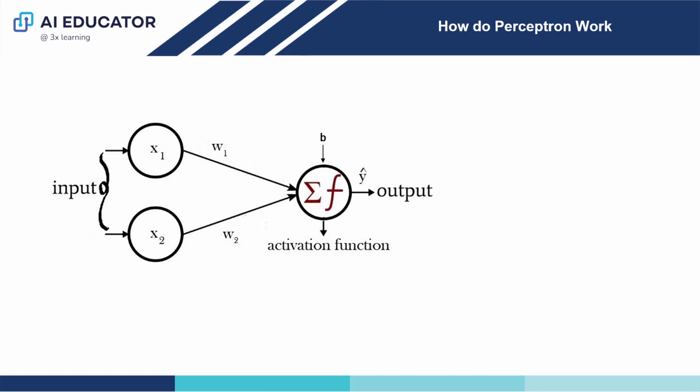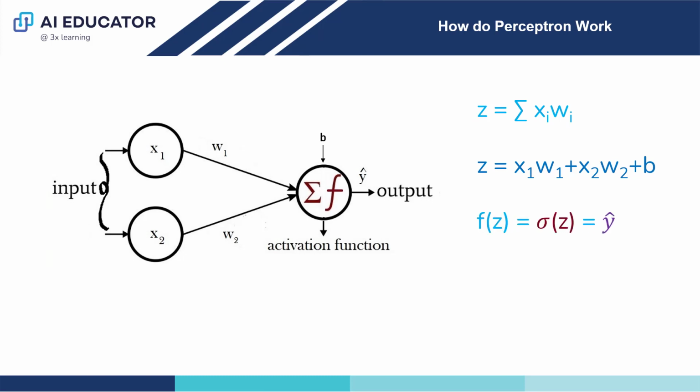Now, the activation function will give us an output. In mathematical terms, let us consider x1 and x2 as our inputs, w1 and w2 as our weights, and b as a bias. Now the equation z will be x1 w1 plus x2 w2 plus b. This z will be sent to the activation function. Now the activation function will give us an output which is y hat.